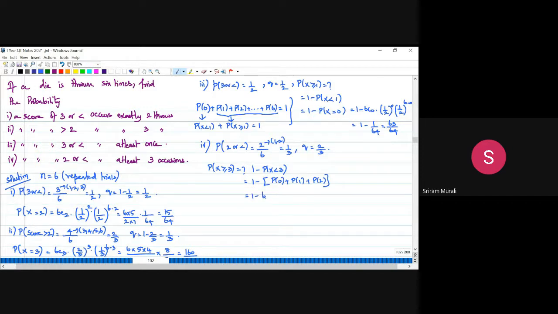So this is 1 minus 6C0 p power 0 q power 6 minus 0, plus 6C1 p power 1 q power 6 minus 1, plus 6C2 p power 2 q power 6 minus 2. If you simplify, you will get 233 by 729. Is that clear?